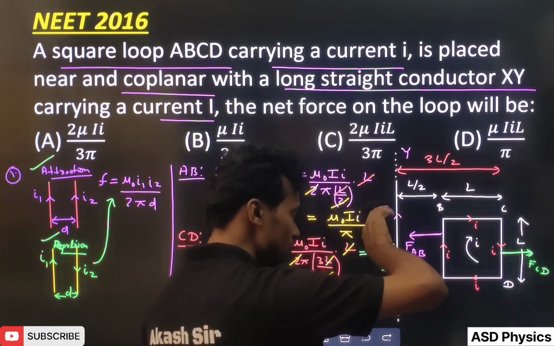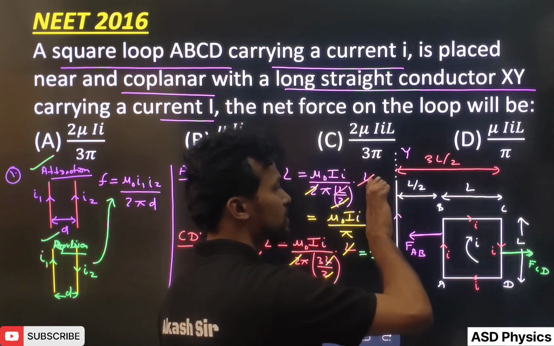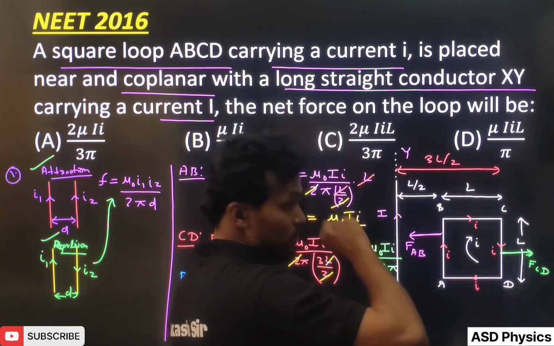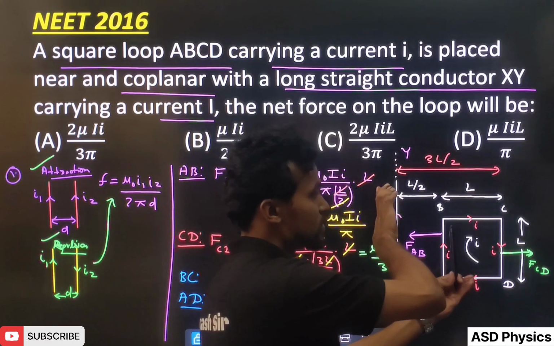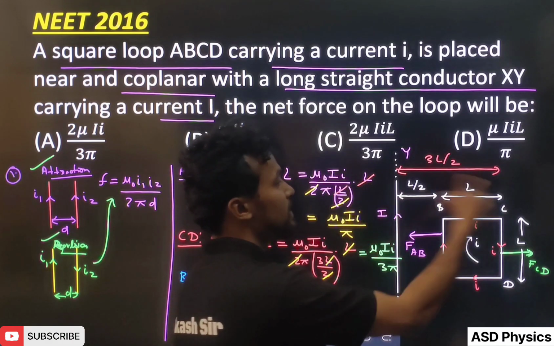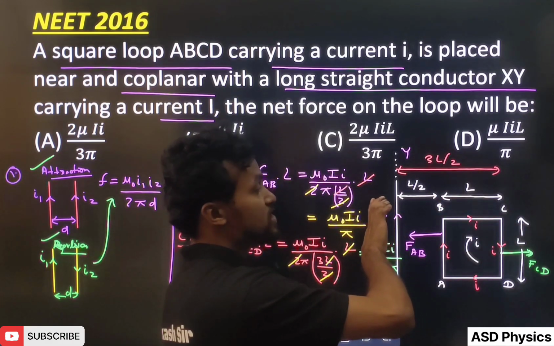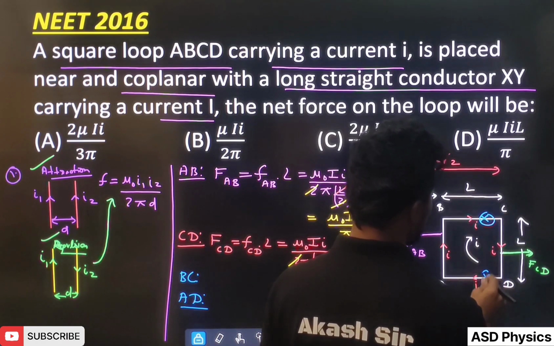Okay, so see here. Put your fingers along the current. Now this one, XY, along the current. This again I'm telling: fingers along the current, palm towards the observation point, then the thumb will indicate the direction of the magnetic field. So what will happen in this region? The magnetic field due to the straight conductor X will be in which direction? Inside here. So this also inside, this is also inside here.